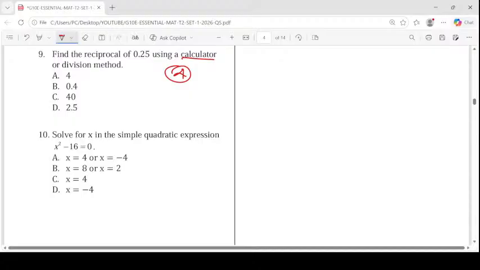But now from the division method, if you have the number 0.25, you change it to a fraction. This becomes 1 over 4. 0.25 is like saying 1 over 4. But now when you talk about the reciprocal, these two numbers interchange. The numerator becomes the denominator and the denominator becomes the numerator. So this becomes 4 over 1, which exactly becomes a 4. So the correct answer here is A for apple.